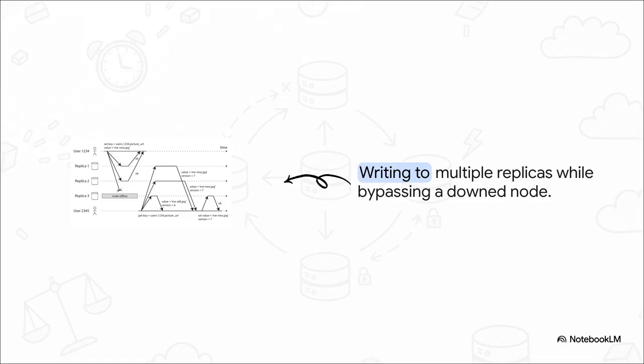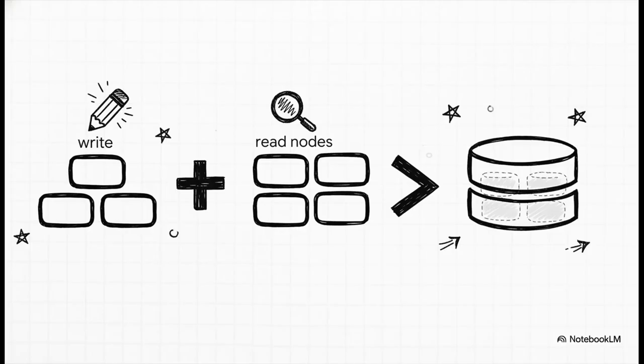Notice how the client, user 1243, simply fires off its write request to several nodes at the exact same millisecond. Replica 1 and Replica 2 receive the data and they say, yep, got it. But Replica 3 is totally offline. In a leaderless system, the client completely ignores the fact that Replica 3 is down. As long as a certain minimum number of nodes acknowledge the write, the client just considers it a success and moves on. But wait, if some nodes miss the write, how do we ever read accurate data again?